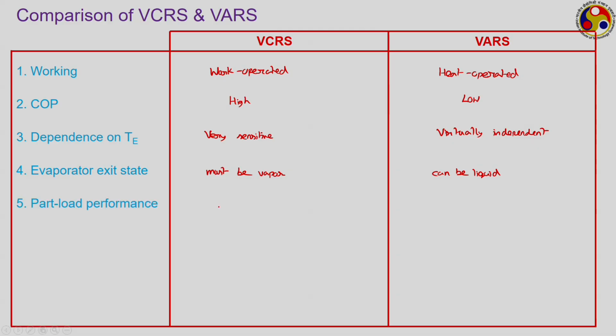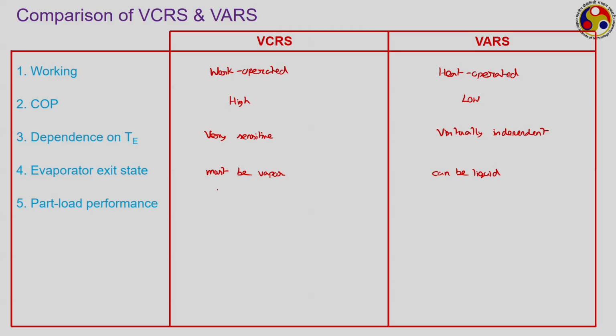Part load performance. Part load refers to the fact that whenever you design a system, we design for the maximum load or full load, but quite often we may have to run the system under part load condition. Like suppose your domestic refrigerator has been designed so that it can simultaneously cool 50 kg of vegetables, but at a particular instant of time there may be just 1 kg. So, that is running under part load condition.